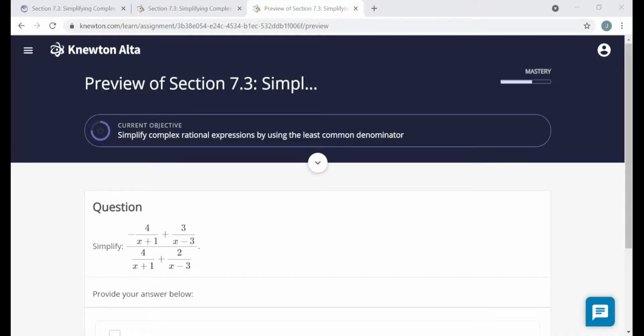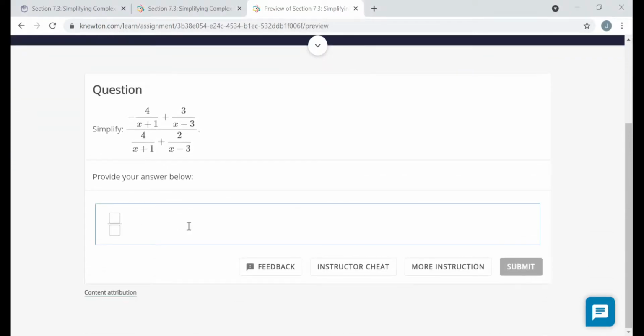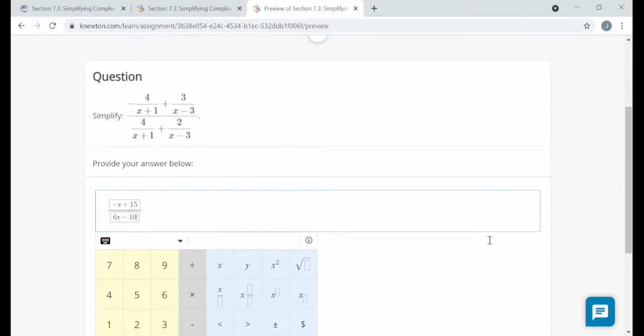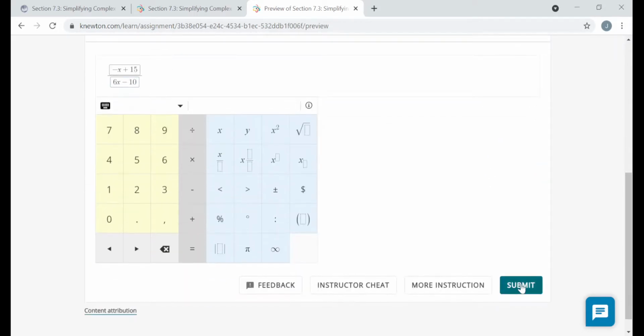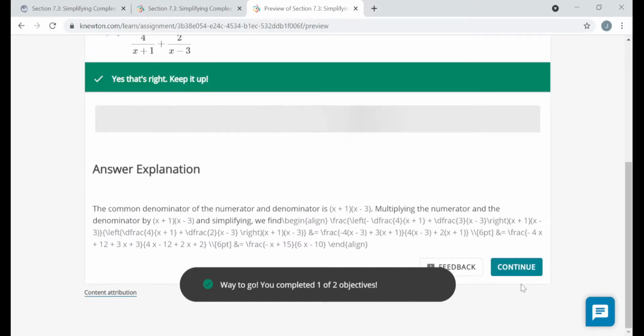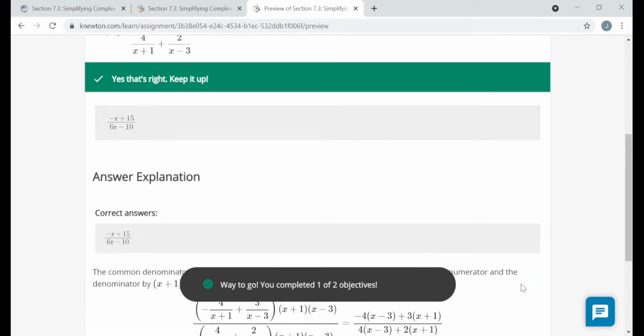Alright, so numerator. The numerator I had was -x plus 15. The denominator I ended up with was 6x minus 10, and that's a totally simplified fraction, right? No common factors in the numerator and denominator. Great. Alright, so that's it for that LCD objective.